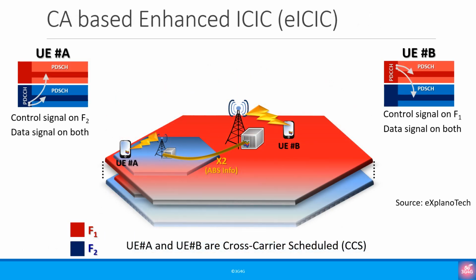Let us look at CA-based ICIC here. Let's say that UE A is camped on the small cell, the primary component carrier is the blue colored one, while the secondary component carrier is the red one. Another UE, UE B, is camped on the macro cell and is using CA. Its PCC would be the red one, while its SCC will be the blue one. To ensure reliable CA indication, UE A and UE B are both cross carrier scheduled. This means that the blue component carrier will schedule the red component carrier in the small cell and vice versa in the macro cell.